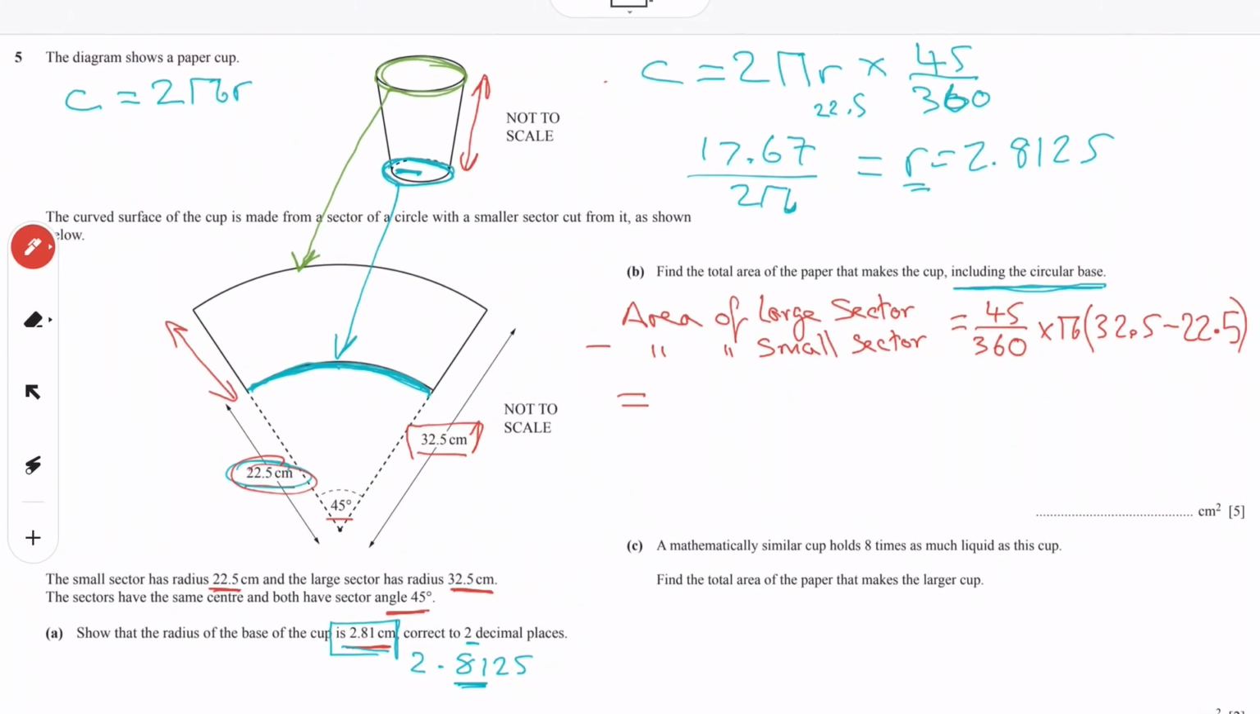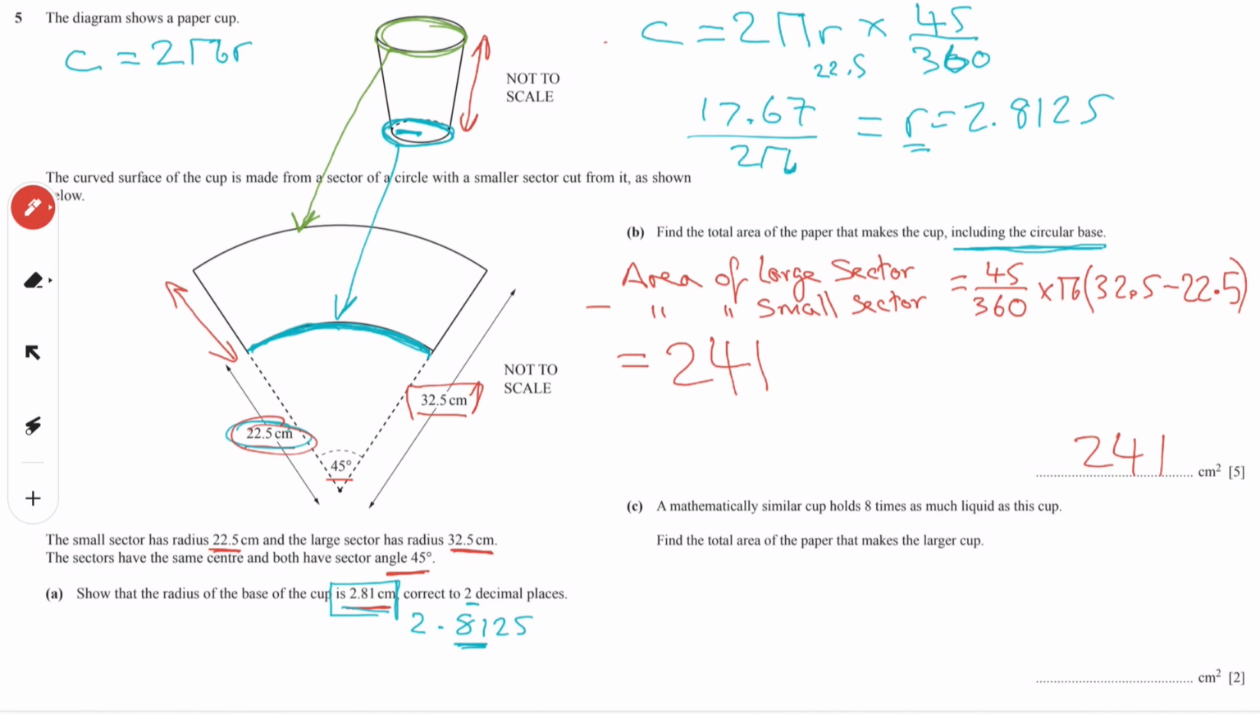So pop that back into my calculator. So the area is 241, basically 241 centimeters squared. Okay. Now for the final bit, we're going to be doing some scale factoring. Now it does mention a mathematically similar cup holds 8 times as much liquid as the cup. So that's volume. Okay, 8 times as much. But it says find the total area of the paper to make the cup. So we're going to be using scale factors.